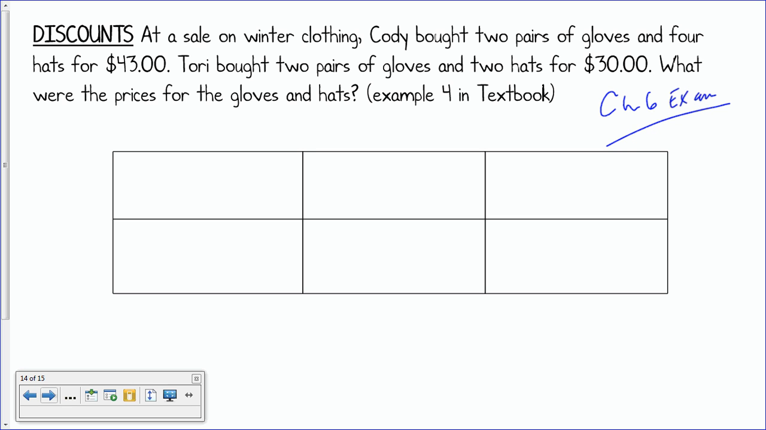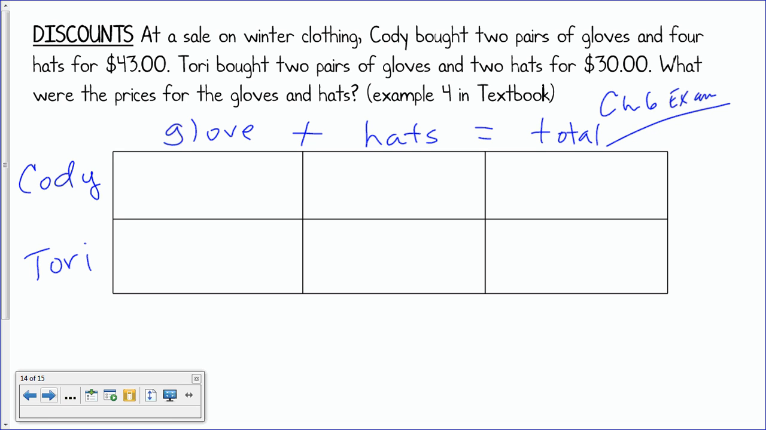Okay, so do you see what's happening here? My gloves and my hats are going to be my X and Y. Very good. So my 2 scenarios are Cody. My other scenario is going to be Tori. Both of them bought gloves. Both of them bought hats. If I add the gloves and the hats, it'll give me a total.